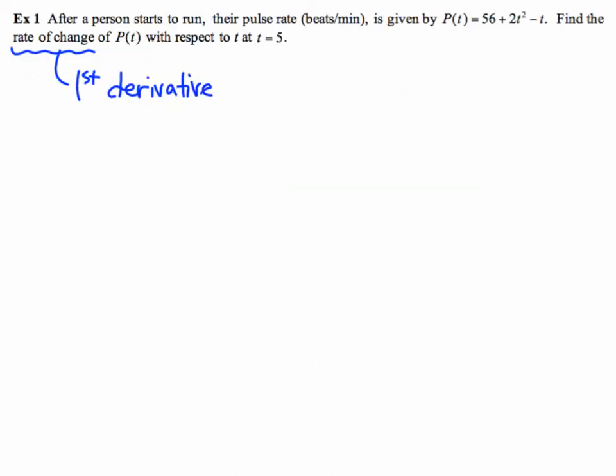So here's an example. When a person starts to run, their pulse is so many beats per minute, and it's given by this function p(t) equals 56 plus 2t squared minus t. Find the rate of change. So it's asking for the rate of change when t equals 5. So again, rate of change means the first derivative. So if I'm finding the first derivative, it equals 4t minus 1.